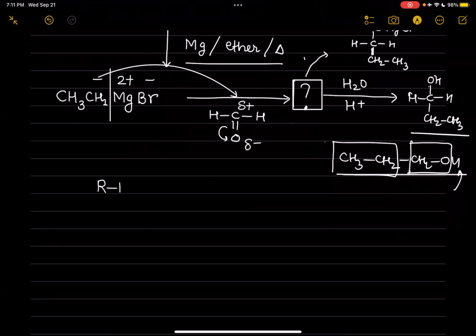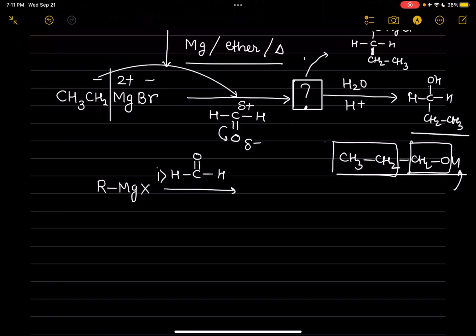So I will write once again, RMgX. Rayan, Imad, Abdullah, Anushka. Yes, sir. Any doubts in this? Tell me quickly. No, sir, no doubt. So Grignard is a step-up reaction, meaning the number of carbon atoms is increased. You will get a primary alcohol with one more carbon atom if you react a Grignard with formaldehyde or methanal.